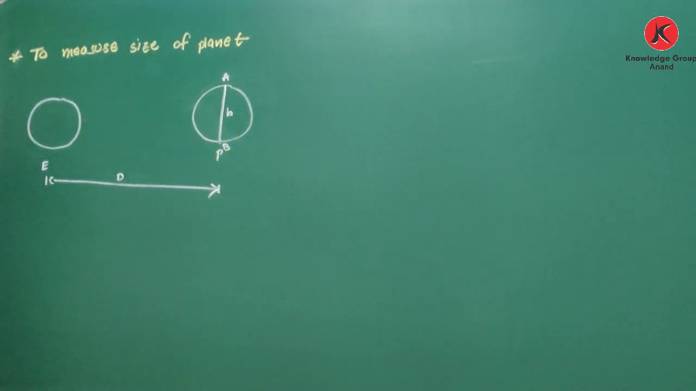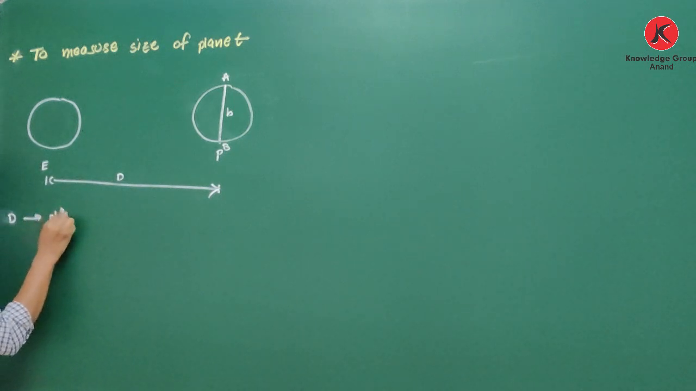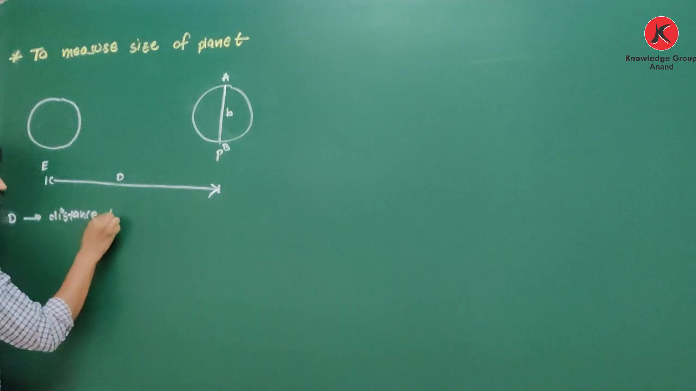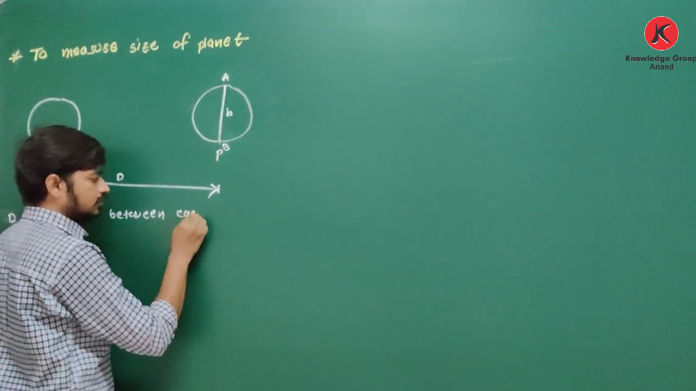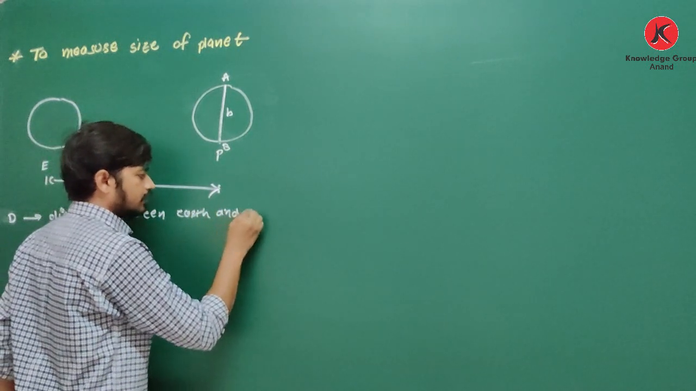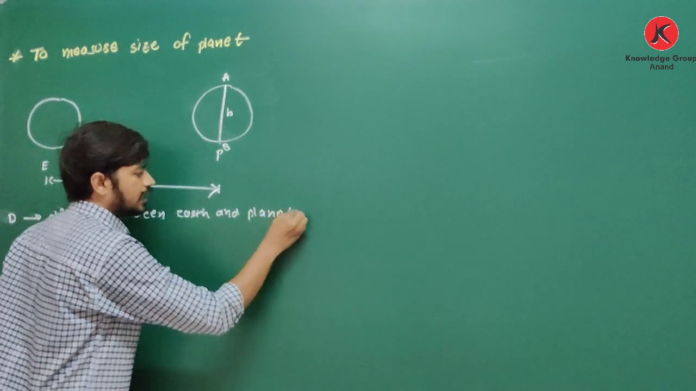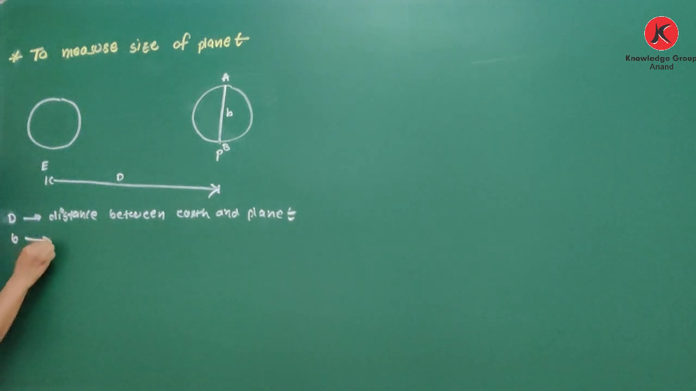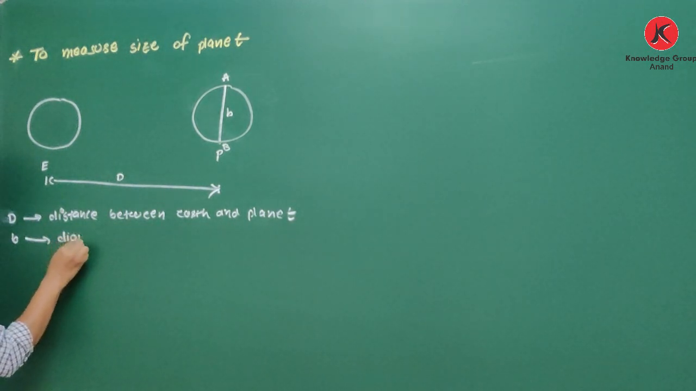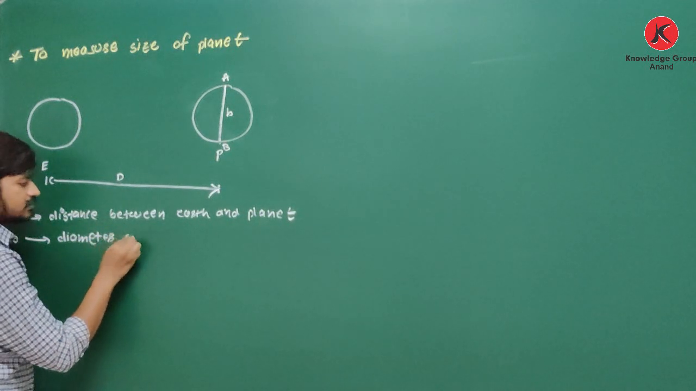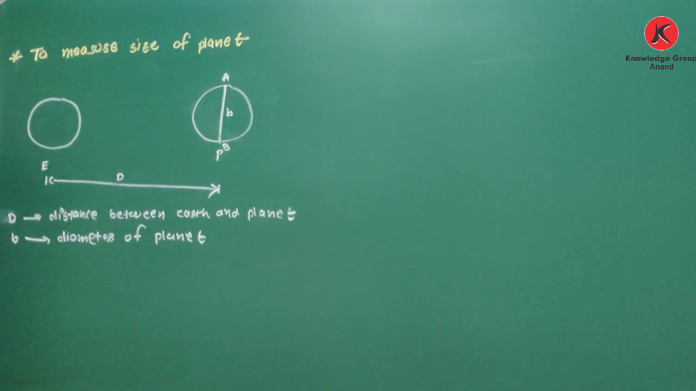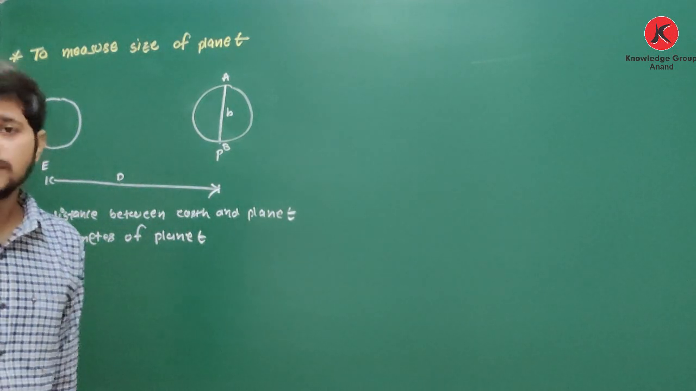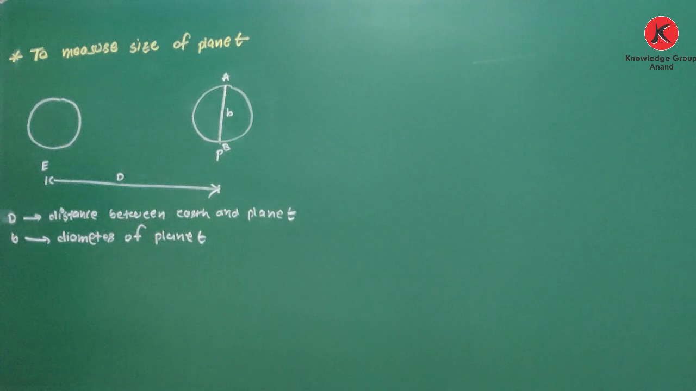So again, I have to assume data. What is capital D? Capital D is the distance between Earth and planet. What is B? B is the diameter of the planet. Now here, what is the method?